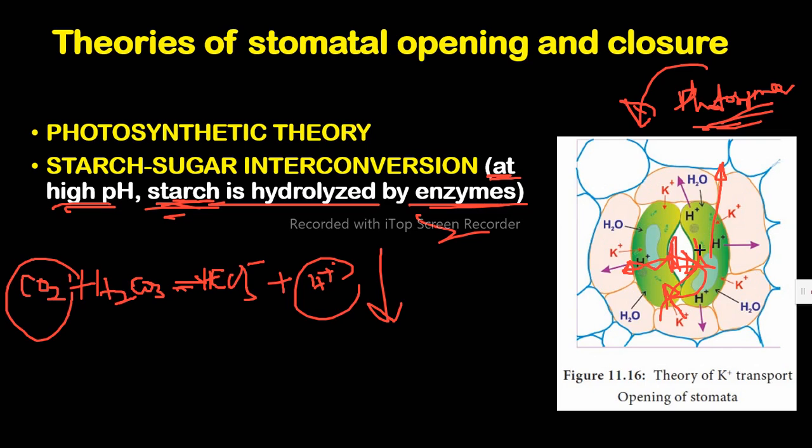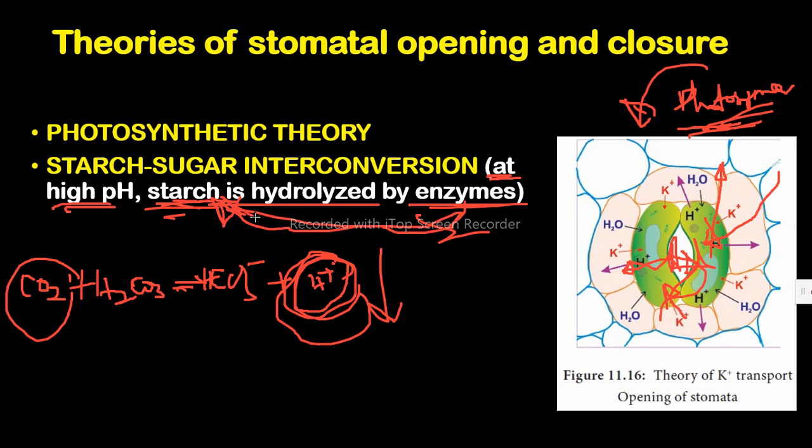But at night, when there is no photosynthesis, carbon dioxide is going to accumulate within these guard cells, and the pH is lowered again. And at low pH, the enzymes that catalyze the condensation of these sugars to form starch are activated. And if they are activated, then the sugars will be converted to starch. And starch does not impact the osmotic pressure of these guard cells.